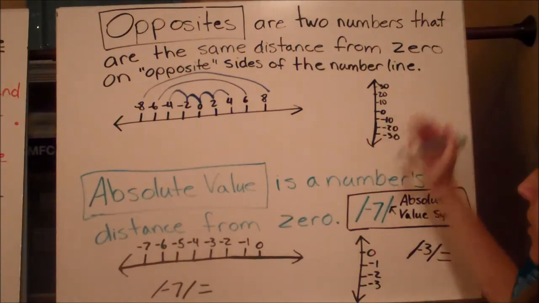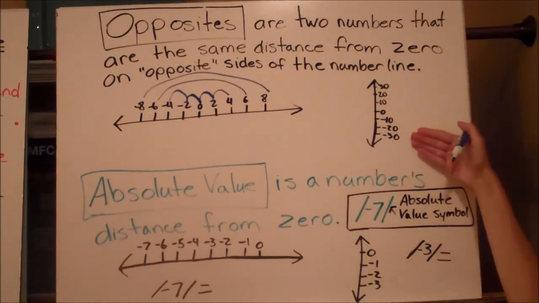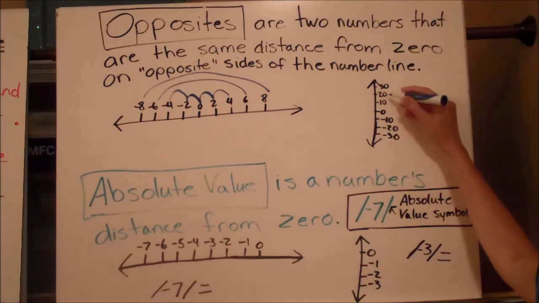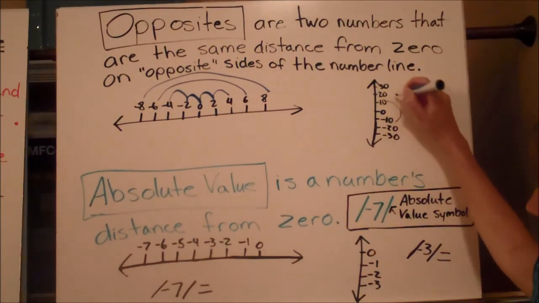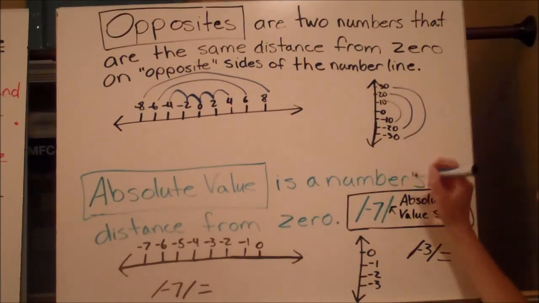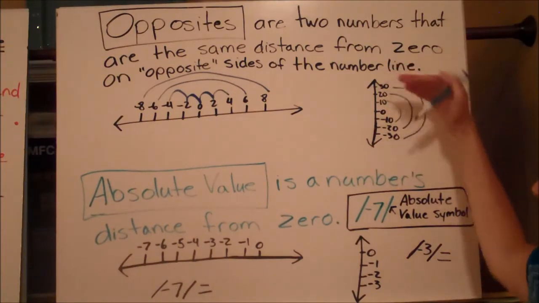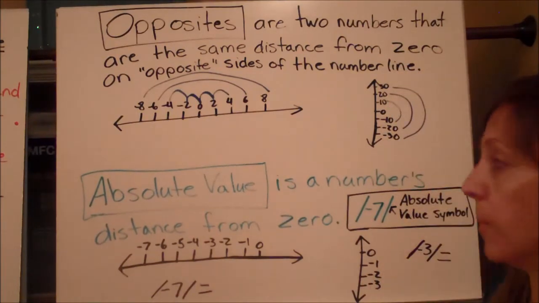Here we have a vertical number line. So let's find some opposites on our vertical number line. We have 10 and -10, 20 and -20, 30 and -30. They are the same distance apart from 0 above and below 0 on the number line.